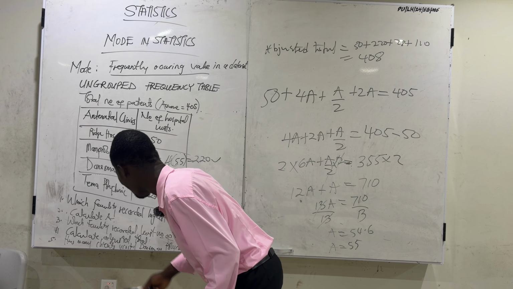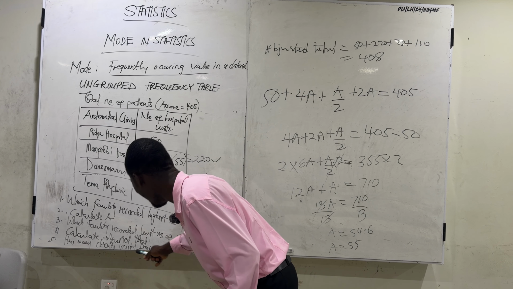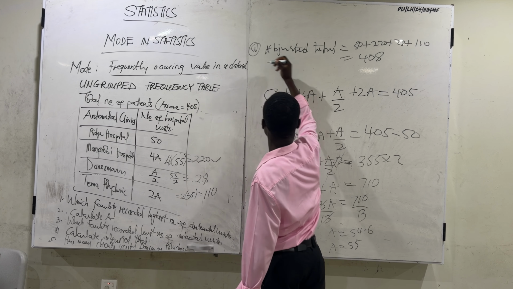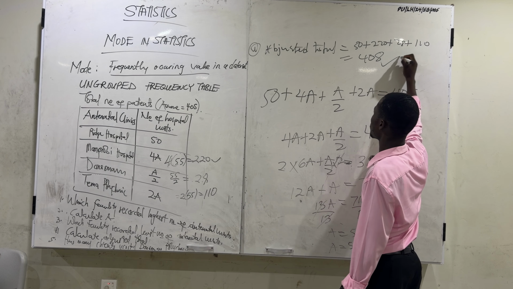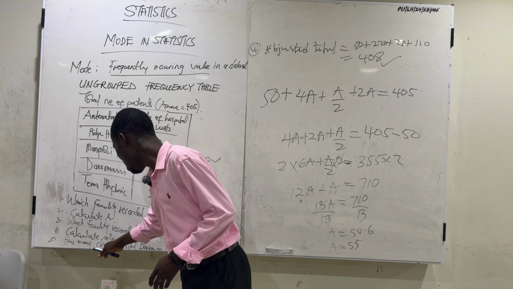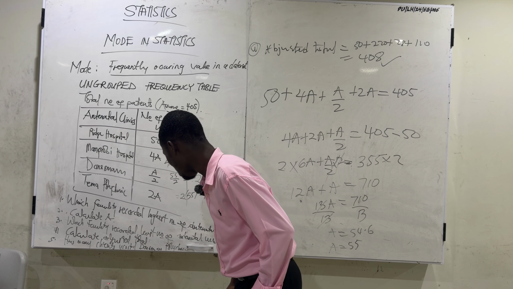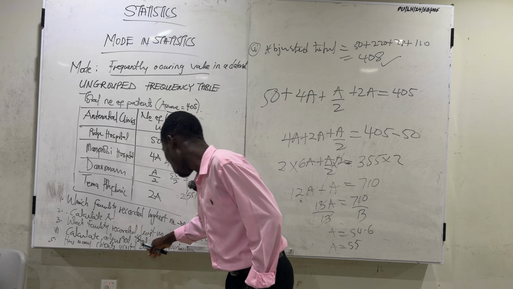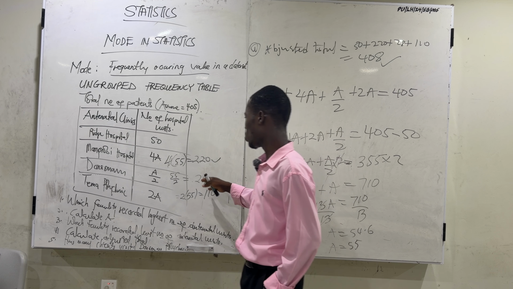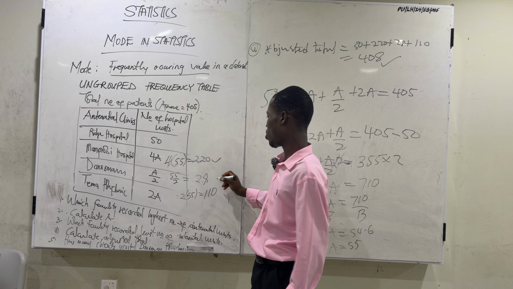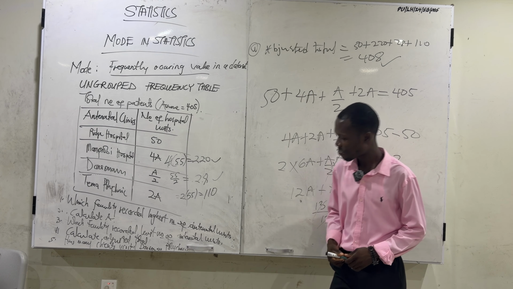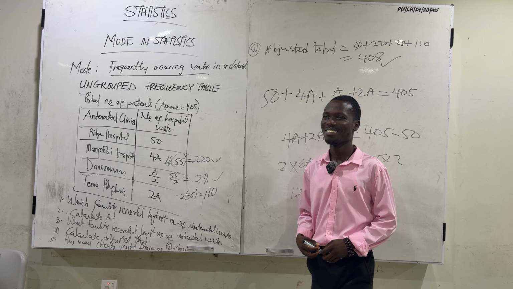Then number four says you should calculate the adjusted total, and the adjusted total is what we have done here. So this is number 4. The adjusted total is 408. Then it says, how many clients visited Dansoma Polyclinic? The number of clients that visited Dansoma Polyclinic is 28. Do you get it that way? Okay. So that is that. That's fine.